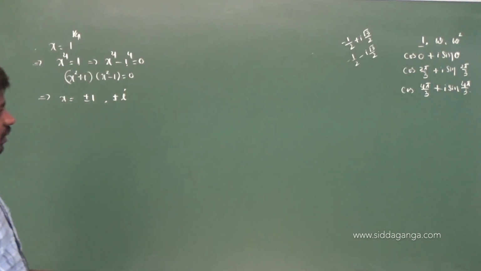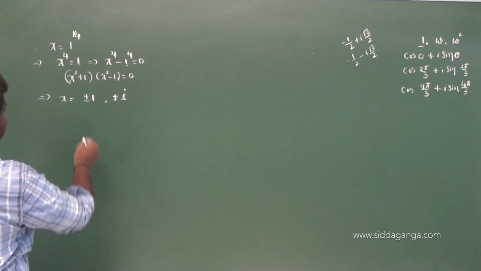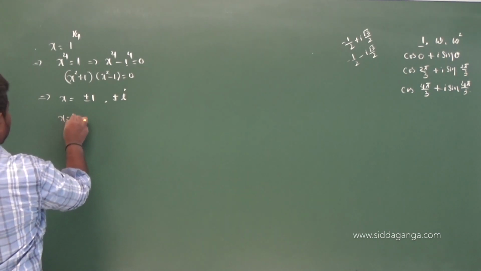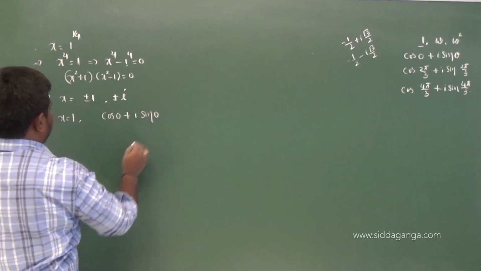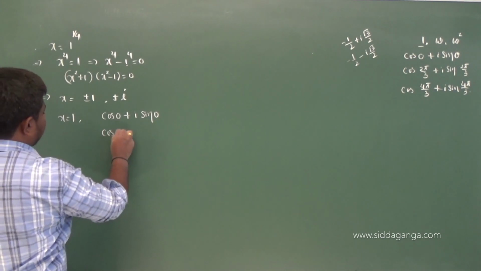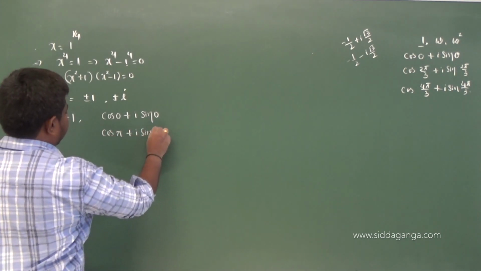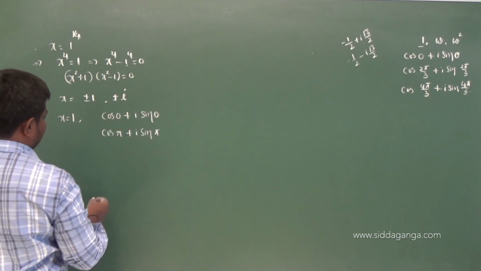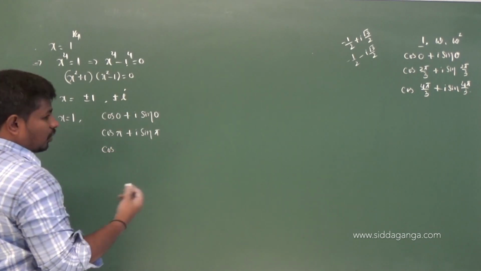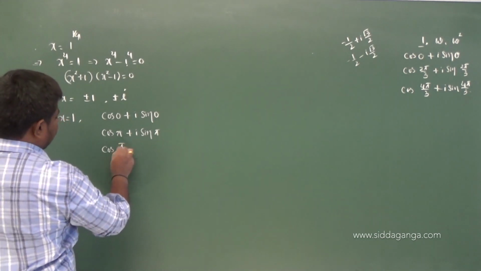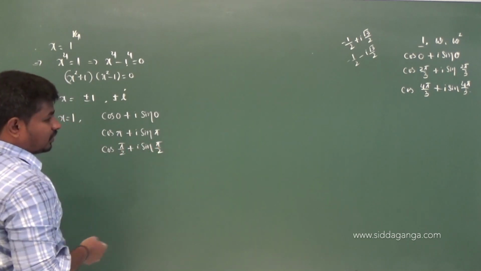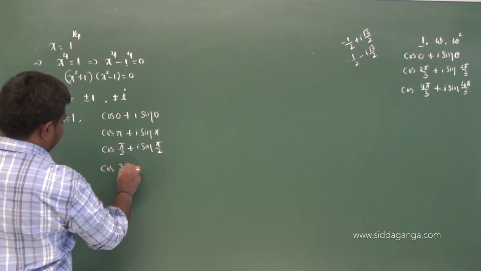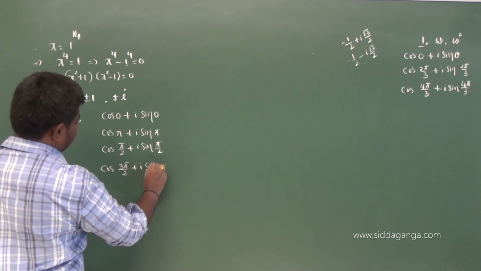Now, here we have 4 roots, right, plus or minus 1 and plus or minus i. Therefore, x is equal to 1, I can write as the complex number cos 0 plus i sin 0. Second one is minus 1, that is cos pi plus i sin pi. And third one is plus i, what is the argument of i, that is pi by 2, therefore cos pi by 2 plus i sin pi by 2. And the last one is minus i, so your argument becomes 3 pi by 2. So cos 3 pi by 2 plus i sin 3 pi by 2.